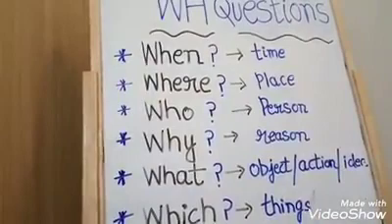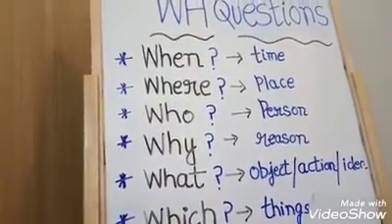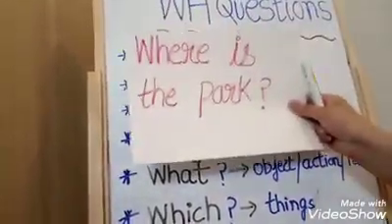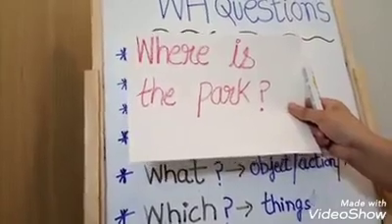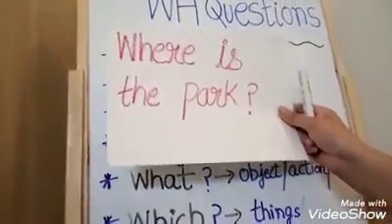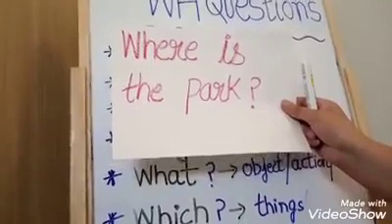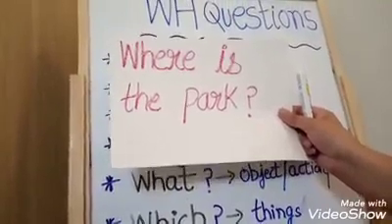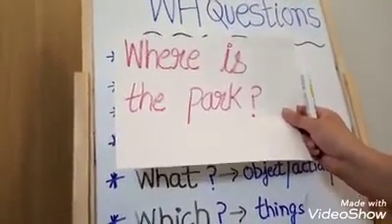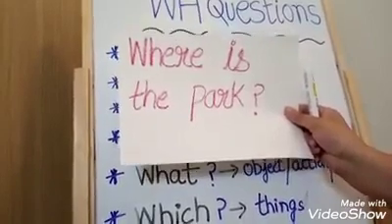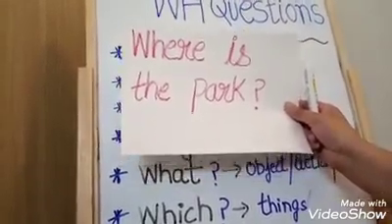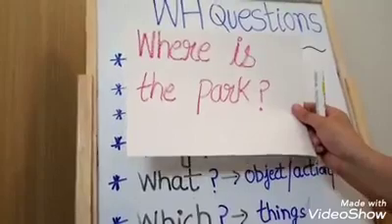You can also ask, where is the park? So the answer would be, the park is on the right hand side. So you get to know the location of the park, the place where it is located.